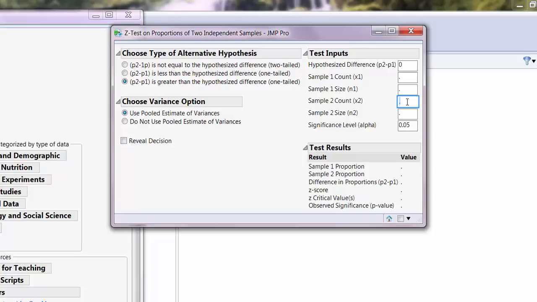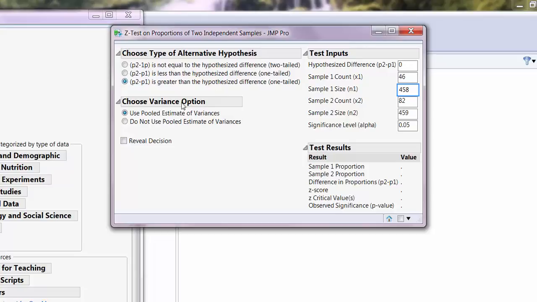So if you remember in this study, we had 82 who used the nicotine lozenge that quit, and that was out of 459 individuals randomly assigned to the nicotine lozenge. And for group 1, I'm going to have 46 individuals who were successfully able to quit out of 458 randomly assigned to the placebo lozenge. Also notice we want our hypothesized difference to be 0. So we're hypothesizing there's no difference between the nicotine lozenge and the placebo lozenge.